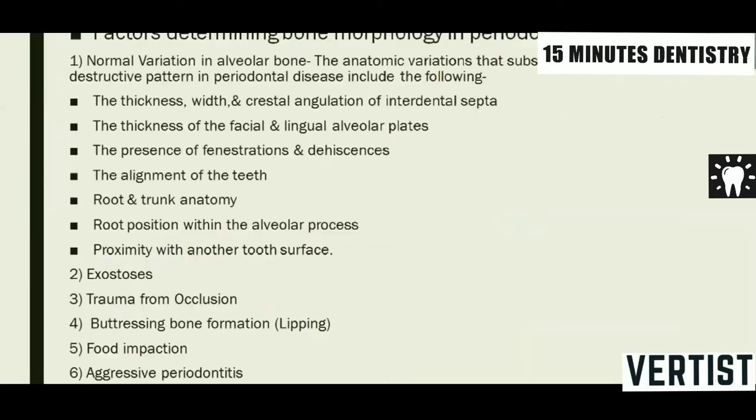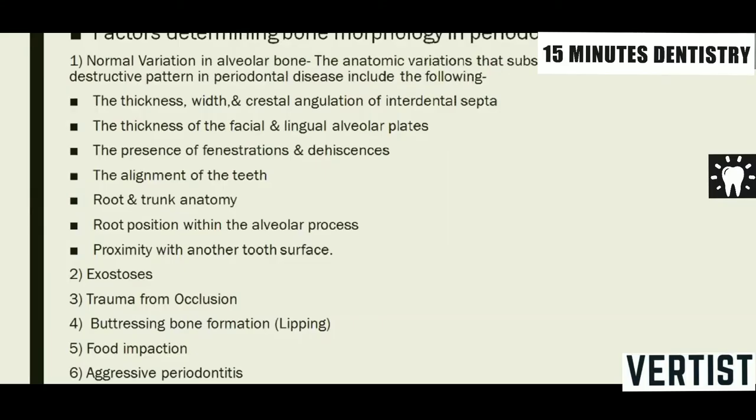Now, what type of bone defect will take place? What decides that? The factors determining the morphology of the bone defect or destruction in periodontal disease are normal variation in alveolar bone, so if the wall is thin, then alignment of the teeth, root trunk anatomy, root position, then exostosis if they are present, and trauma from occlusion, if it is present, will lead to angular type of bone loss.